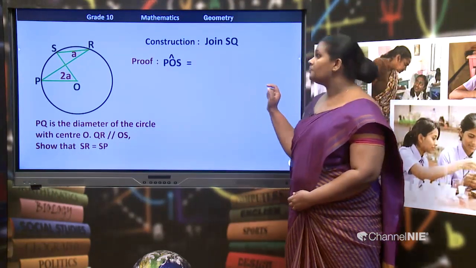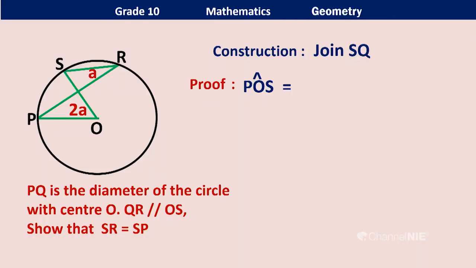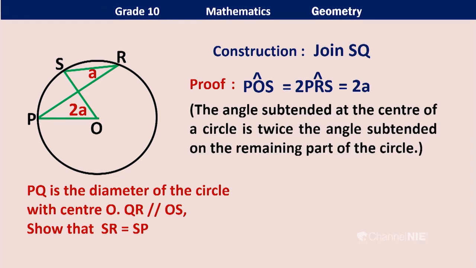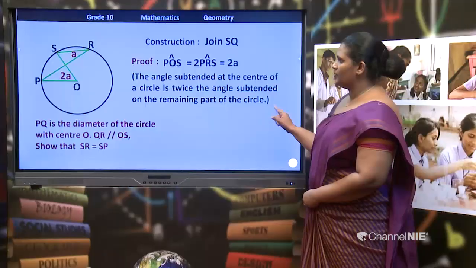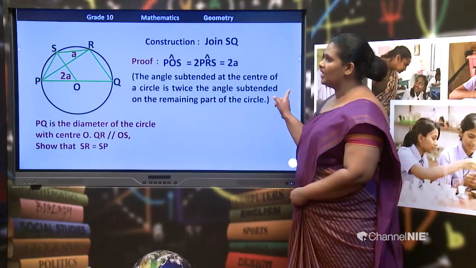We can write it as angle POS is equal to twice of angle PRS. Before that, we have to mention the value of it. We have got it as A, therefore, it is equal to twice of A, that means 2A. Therefore, we have to mention the reason. The angle subtended at the center of a circle is twice the angle subtended on the remaining part of the circle. Now, we have got one relationship.